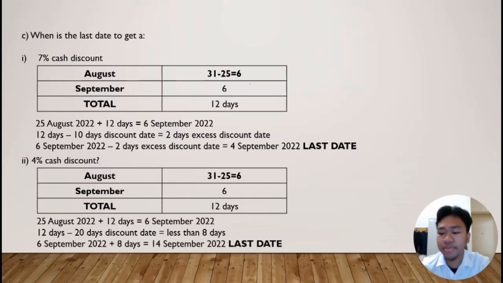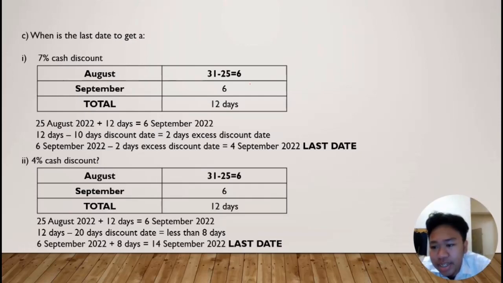So now let's find last date for 6% cash discount. 6 September 2022 minus 2 excess discount date. So it's equal to 4 September 2022. So it is the last date.